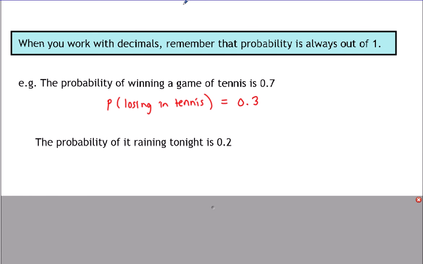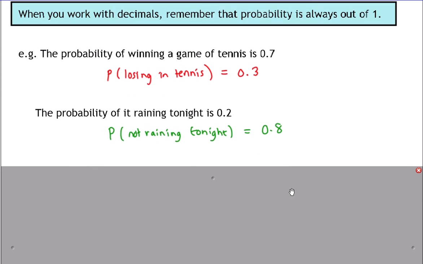If it says the probability of it raining tonight is 0.2, which is not likely because as I'm making this video it's absolutely hammering down outside, then the probability of it not raining tonight is the missing decimal to make it add up to 1. So what do you put with 0.2 to make it add up to 1? It would be 0.8.